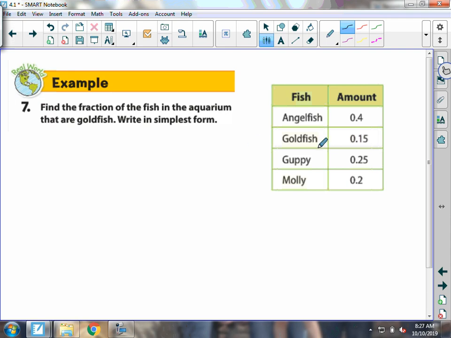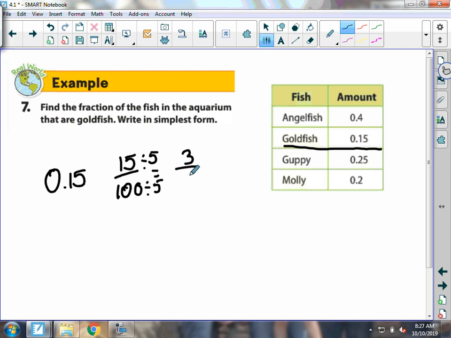Okay, so we want to look at goldfish. So it tells us 0.15 is the amount. So I'm just going to write that over here. So I'm going to take my 15 and put it over 100 because this ends in the hundredth spot. So now I need to simplify this. Both of these can be divided by 5. So 15 divided by 5 is 3, and 100 divided by 5 is 20. So there's my simplest form.